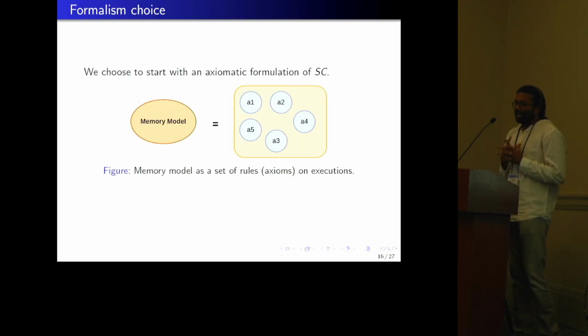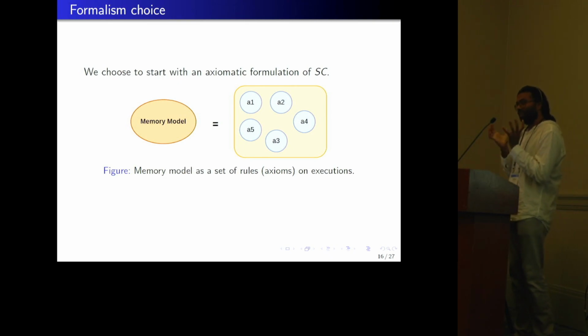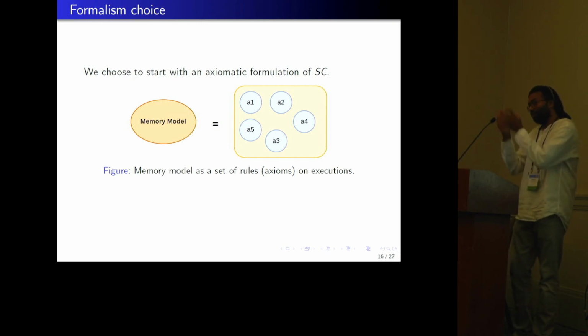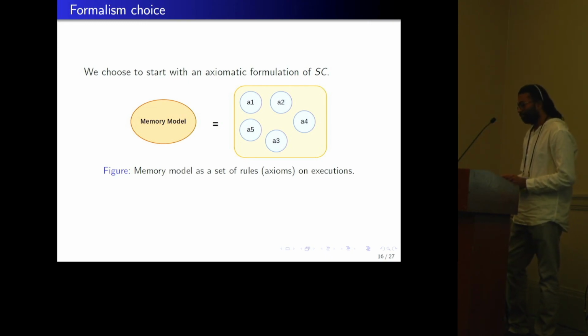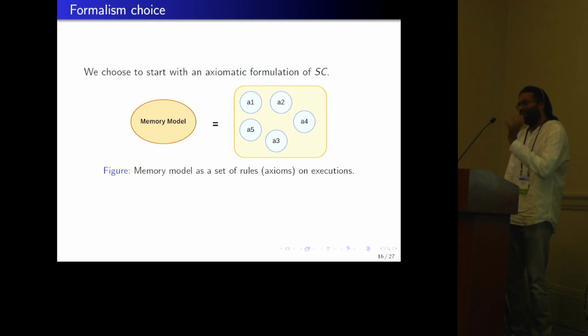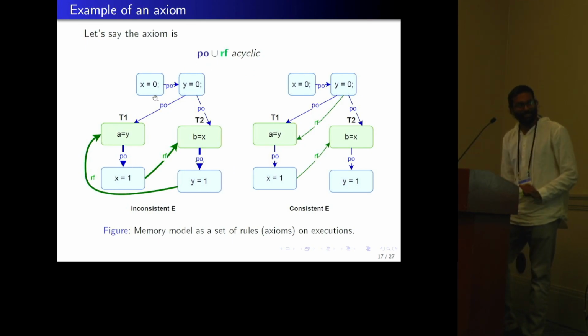And so for this, we actually start off with an axiomatic model of SC. Briefly, what's an axiomatic model? It's a bunch of rules that apply on executions of programs. And if the rules hold for a given execution, that's consistent. Or in terms of SC, it is going to be a sequential interleaving. So what kind of axioms do we use? Well, we use axioms of this form.